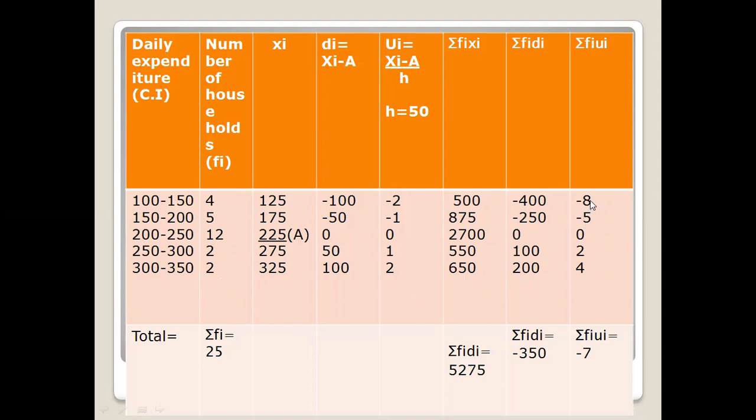First add negatives. Minus 8 minus 5 is minus 13. Minus 13 plus 6 is minus 7. So sigma Fi UI value is minus 7.